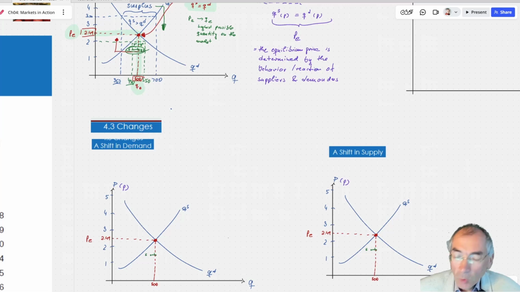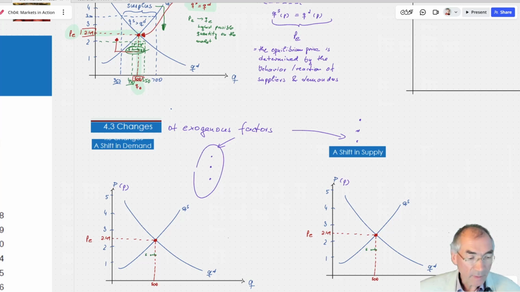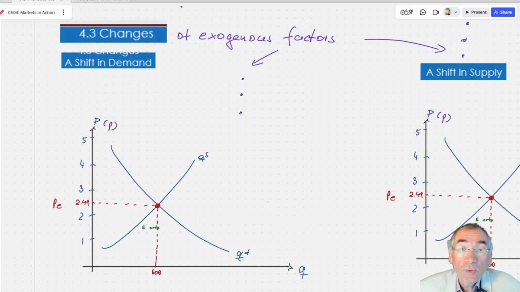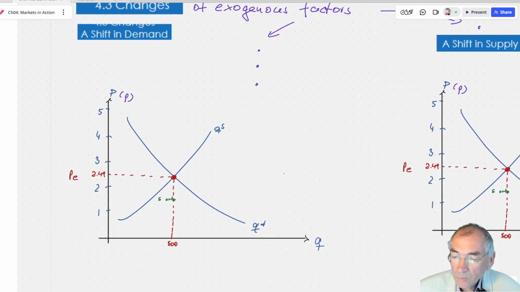Our next part, 4.3, talks about changes. Changes, we have to say here, of exogenous factors, of the exogenous determinants of supply or demand. And I made just 3 bullet points here and on the other side as well for supply. So that means please review or recall. Perhaps you just know and you say, oh, it's clear. The external or exogenous influencing factors of demand were this and that, and we can now focus on what's happening.